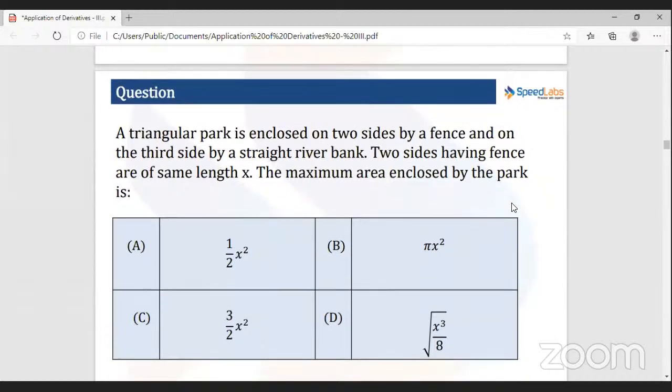This is the question, a very interesting one. A triangular park is enclosed on two sides by a fence and on the third side by a straight river bank. Two sides having fence are of same length x. The maximum area enclosed by the park is. You have 2 minutes to solve this question.